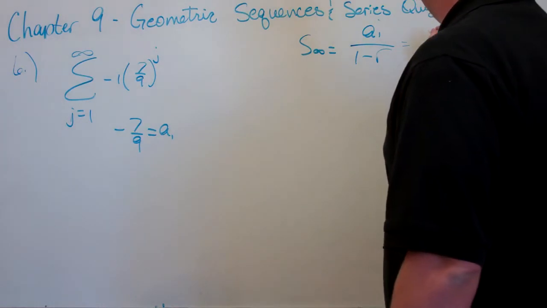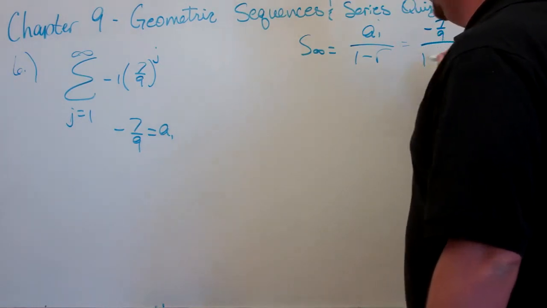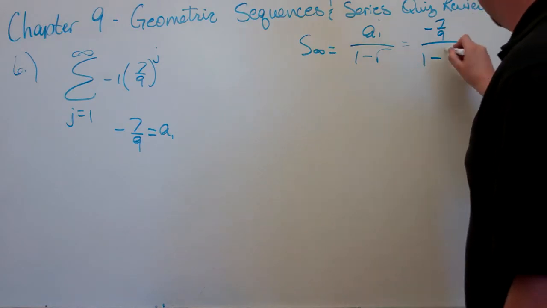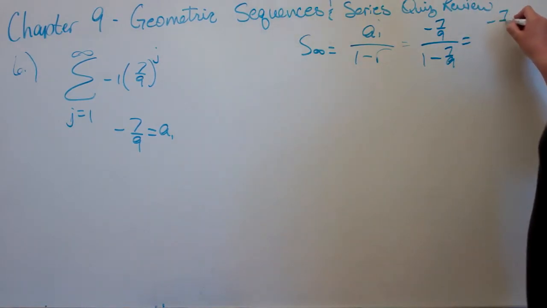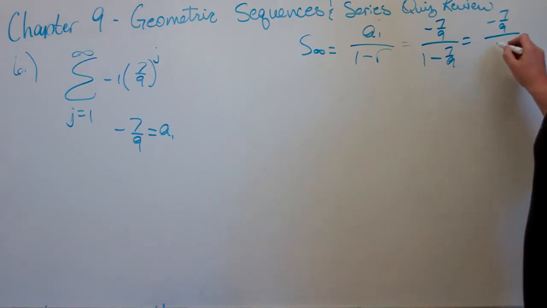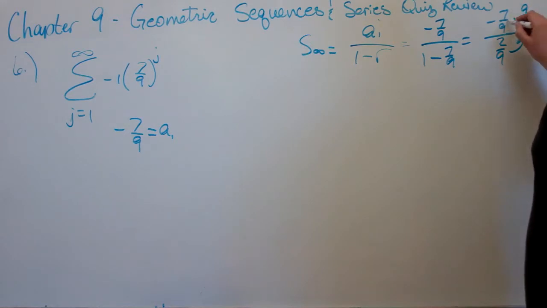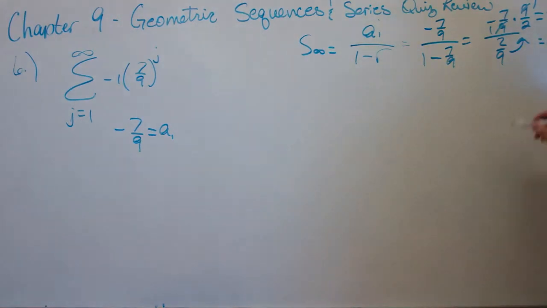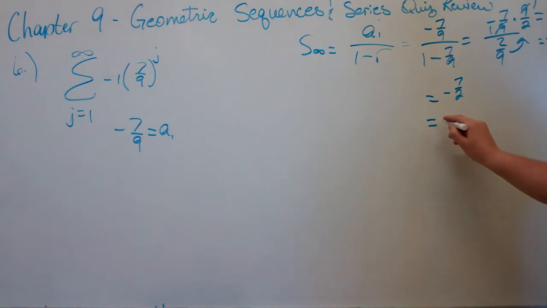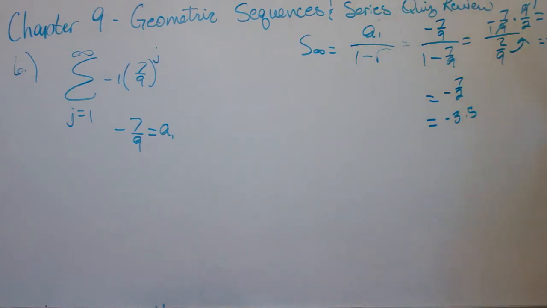So we come over here. Our first term, negative 7/9. 1 minus our ratio, which is 7/9. So this is negative 7/9 over 2/9. Flip it out. Times 9 over 2. The 9's cancel. So this is negative 7 over 2, which is negative 3.5. I'll take either one, the decimal or the fraction. I'll take negative 7/2 or negative 3.5. I hope you can see that. All right.